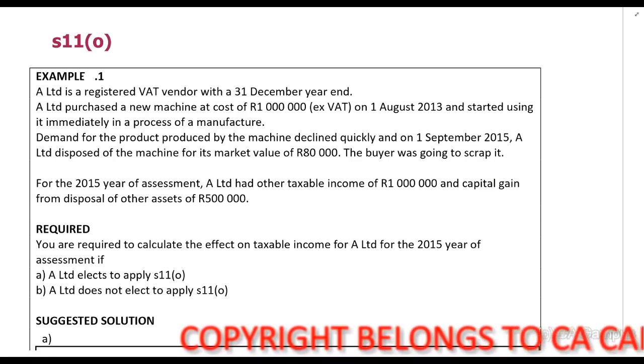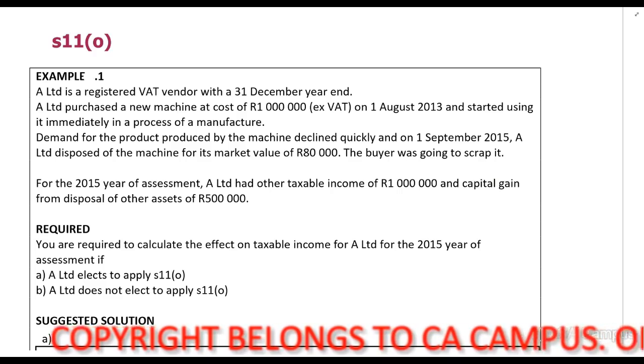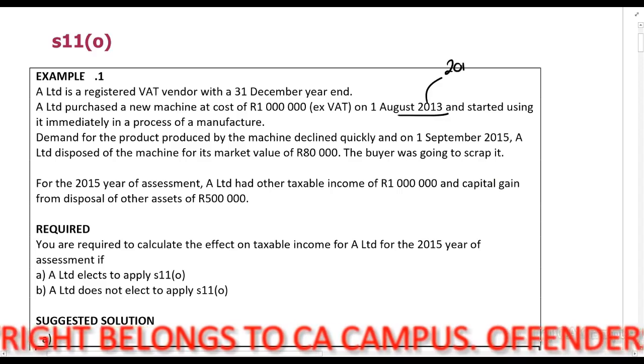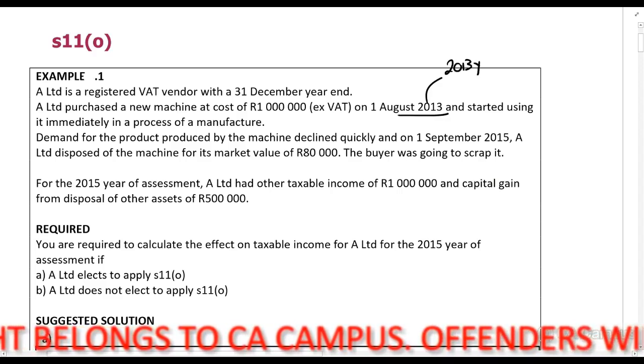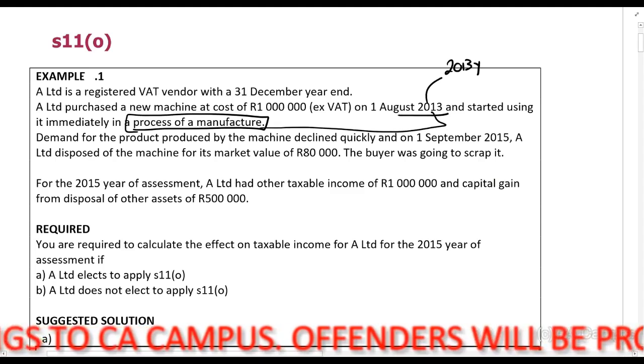A Limited is a registered VAT vendor with a 31 December year end. A Limited purchased a new machine at a cost of R1,000,000 on the 1st of August 2013. So that's in the 2013 year. And started using it immediately in the process of manufacture. Right, so that's important for us, when we started using it.